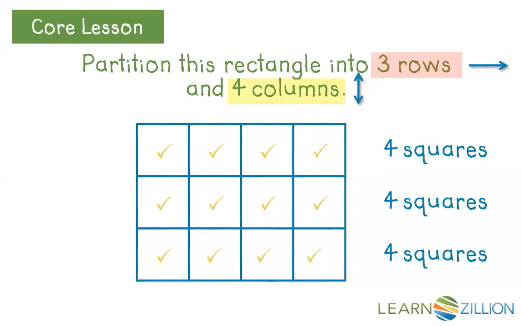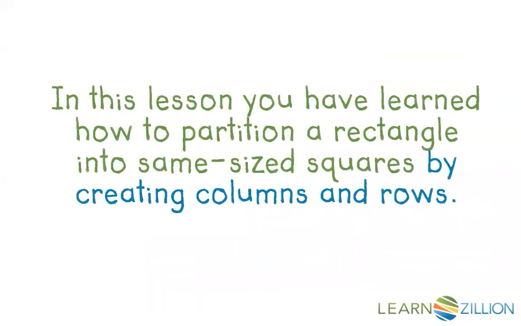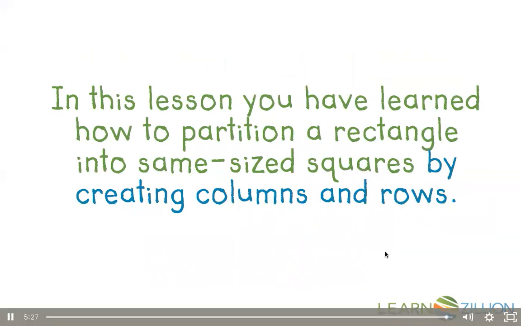I can add these 3 numbers. 4 plus 4 plus 4 gives me 12. I have partitioned this rectangle into 12 same-sized squares by creating columns and rows. In this lesson, you have learned how to partition a rectangle into same-sized squares by creating columns and rows.